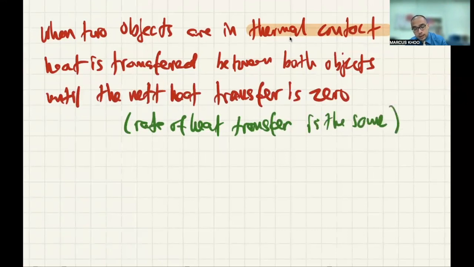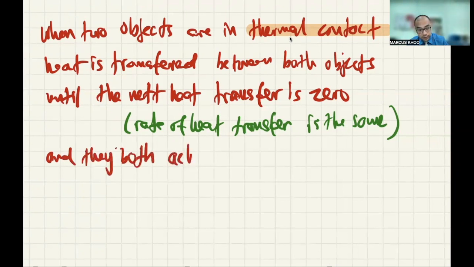I sometimes like to use the word net. Net is 0, or rate is the same. Either one can, but the definition doesn't end there. Until the net heat transfer is 0 and they both achieve the same temperature.